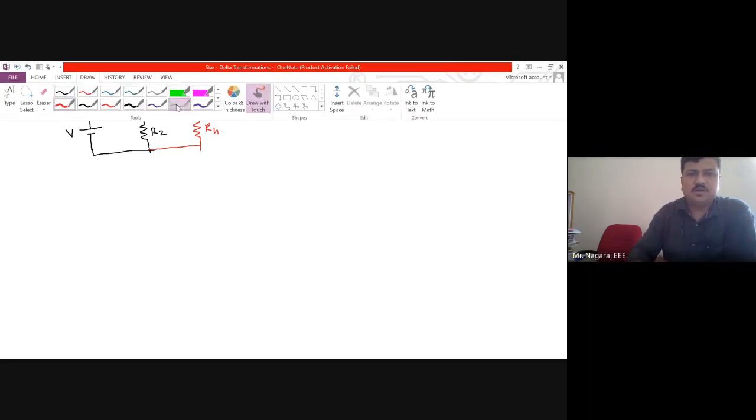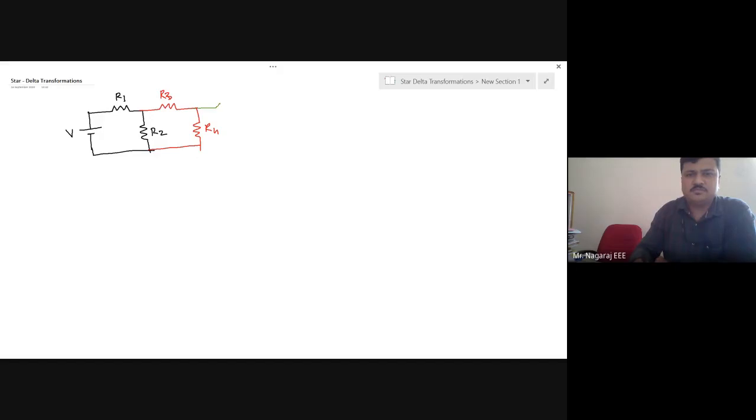Now, further I will increase the complexity. R5, R6 and R7. Now, two more steps have increased. First, I have to take the sum of R5 plus R6 plus R7, take the parallel of that with R4, then take that in series with R3, then parallel with R2, then series with R1. Is it?